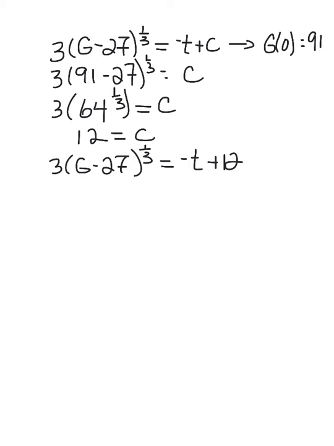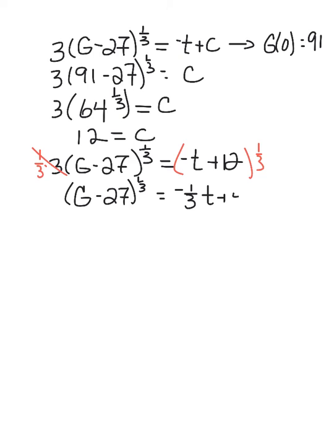So now all I'm trying to do is just solve for g, right? Okay, so the first thing that I'm going to try to get rid of would be what? To multiply by 1/3, right? Because that will get rid of that 3. And I'm going to multiply this by 1/3 also. So those guys are gone. And I am going to have on the left-hand side g minus 27, that quantity to the 1/3 power. And then over on the right-hand side, I'm going to have negative 1/3 t plus 4.